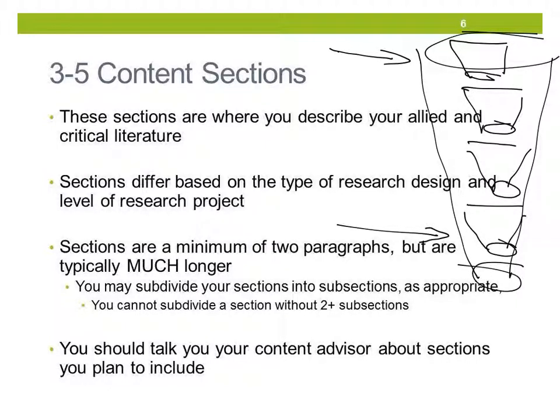section. In terms of just knowing some very basics, a section by definition has to be a minimum of 2 paragraphs. Typically, we're looking at 6 to 8 pages. You may subdivide your sections, especially this is more common in dissertations where you have a 15-page or so section. However, you can't subdivide your section into subsections unless you have 2 or more subsections.